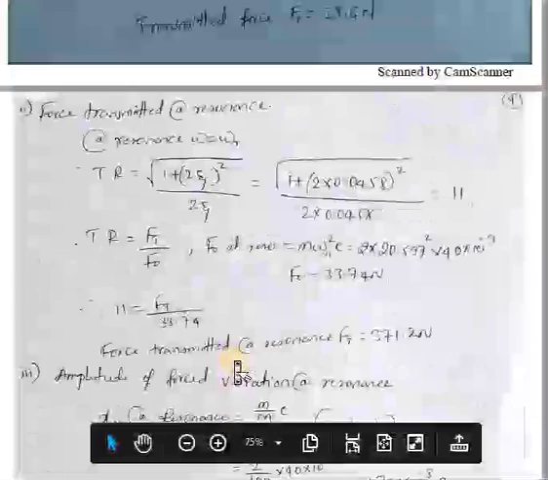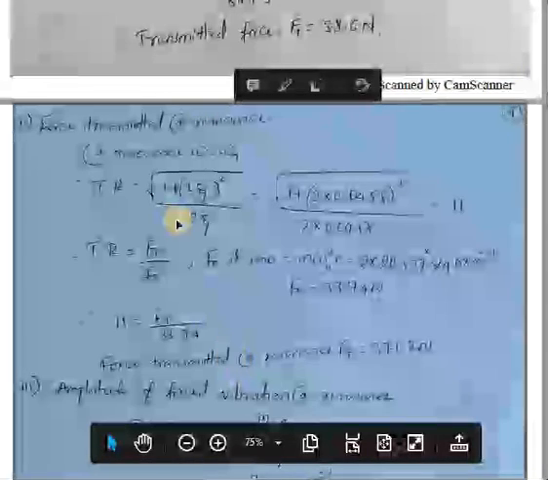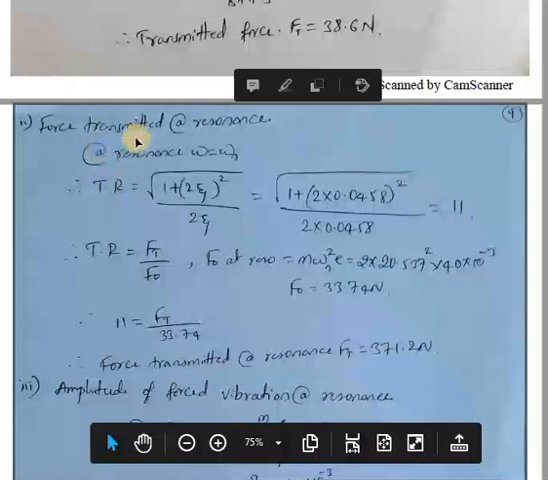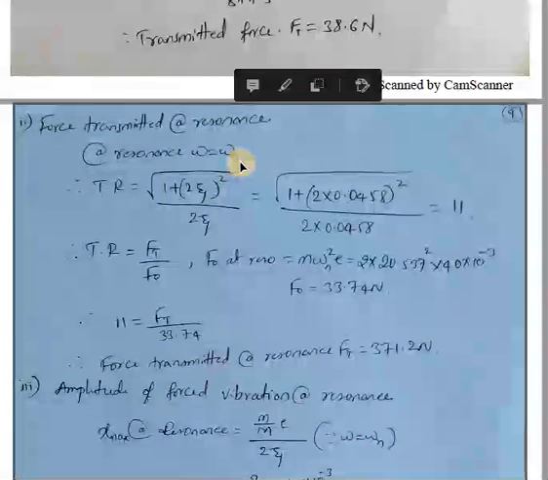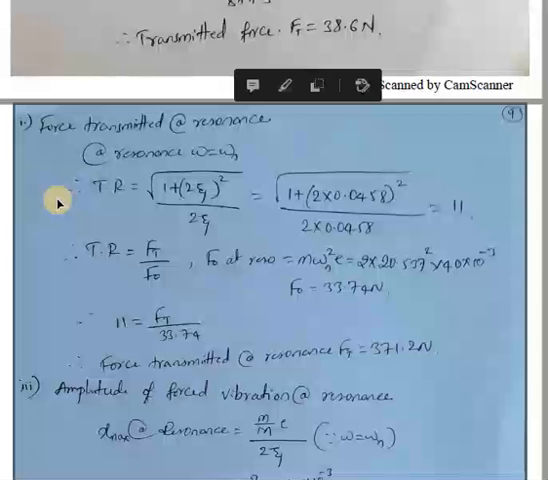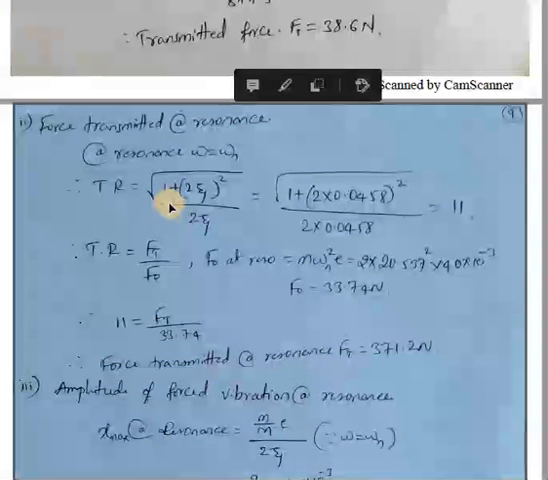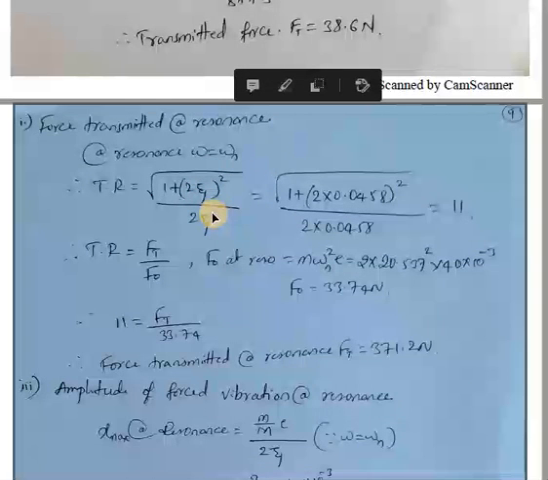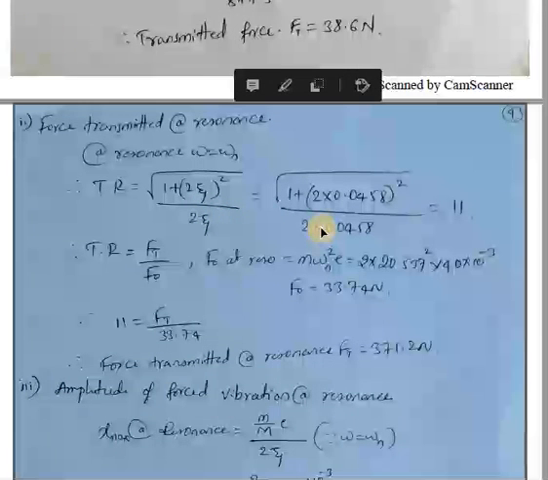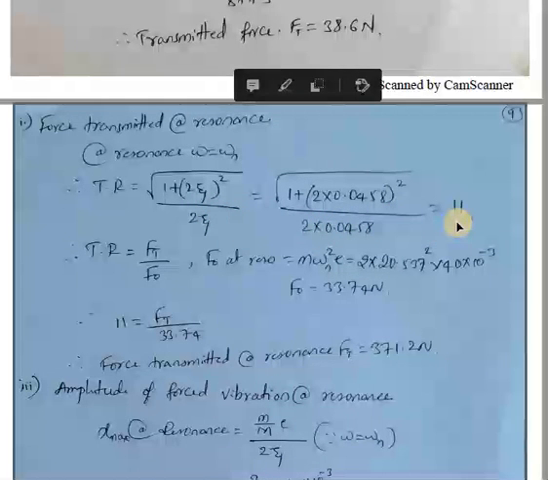Then the next thing he has asked us to calculate is force transmitted at resonance. So at resonance, omega will be equal to omega n. So the transmissibility ratio equation reduces to root of 1 plus (2 zeta) whole square divided by 2 zeta, and with omega equal to omega n, some of the terms will vanish there. Substituting all these values, you will get transmissibility ratio as 11.